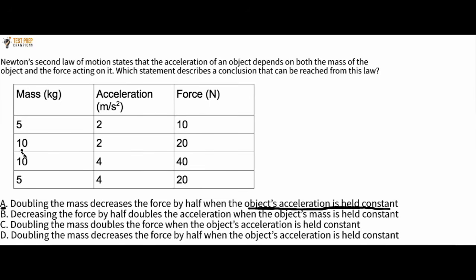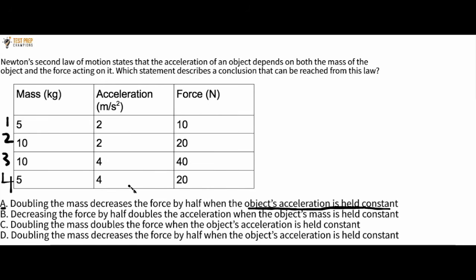So alternatively, you could have compared these two cases right here. Let me call this case 3, and let me call this case 4. So we've got case 1, case 2, case 3, and case 4. And when I say case, I mean everything here. So for example, case 3 would be 10, 4, and 40. Case 4 would be 5, 4, and 20. If we look at cases 3 and 4, we see that the acceleration is the same.